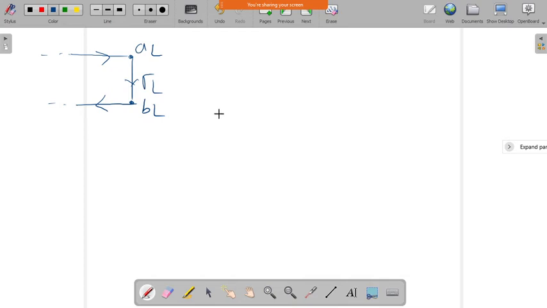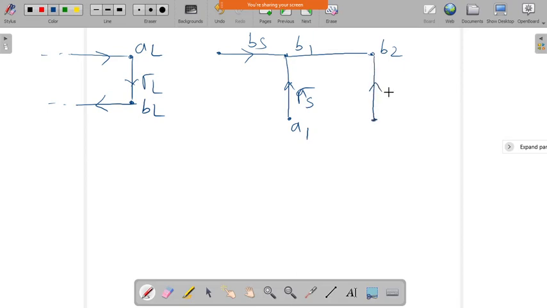Now combining all these things, we can write it like this: we have the source Bs, which flows to B1, and we have the input reflection on the source side, which gives A1. At the load side we have B2, which flows from A2, and this is nothing but gamma L.